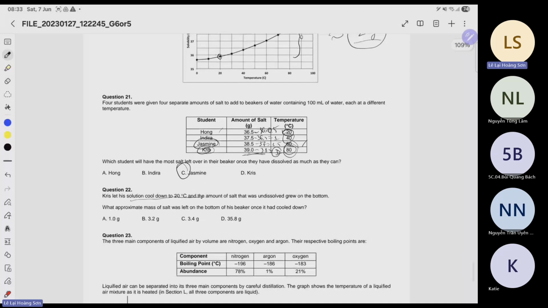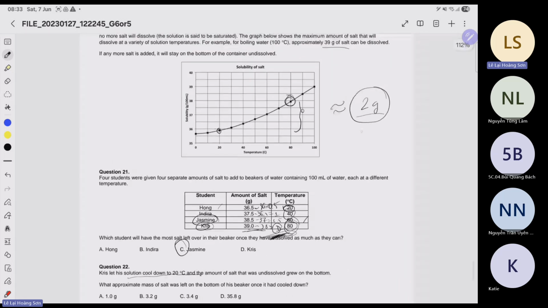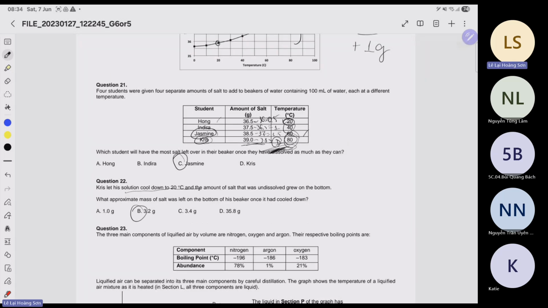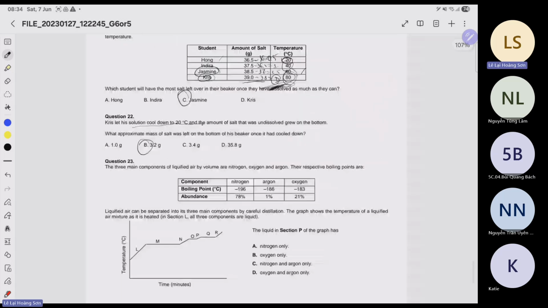And in the first place, when you dissolve 39 grams of salt into the solution, you have 1 gram of salt left in the solution. So 2 plus 1 that is already at the bottom of the beaker. So total is going to be 3. And you're going to choose the thing that is closest to 3, which is 3.2. So question number 22 is B. All right. Moving on to question number 23.